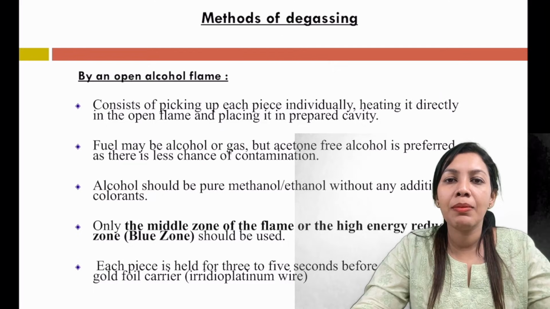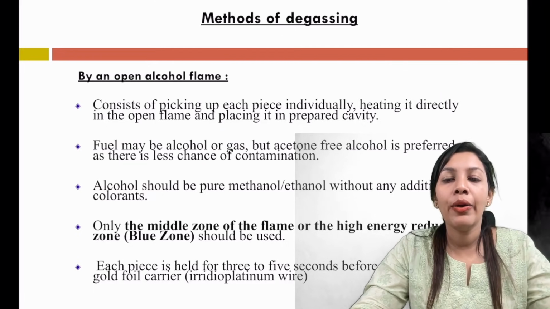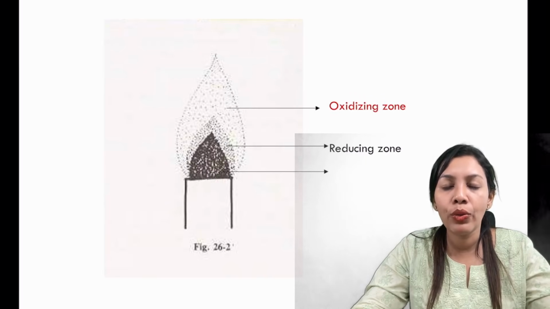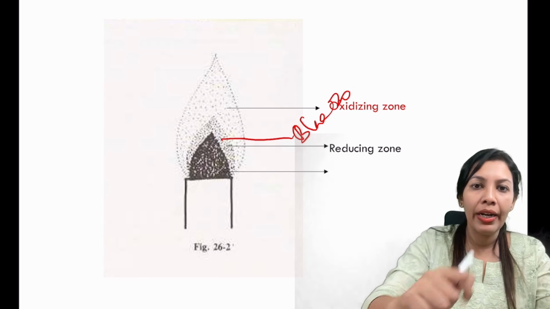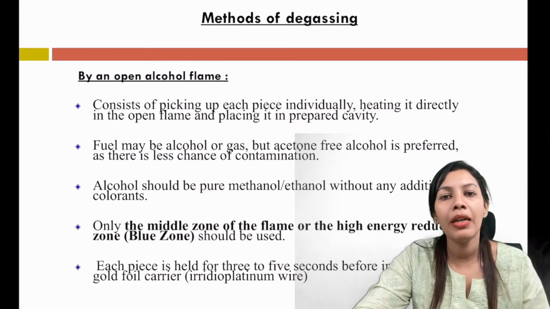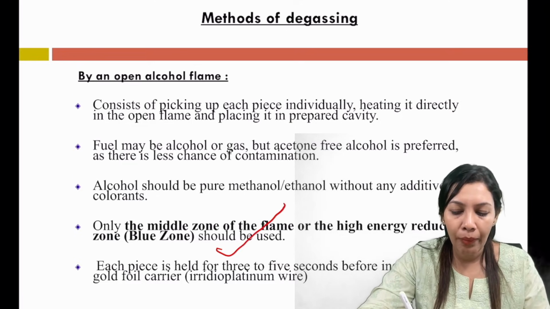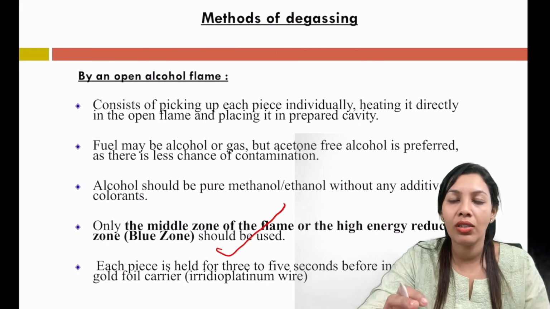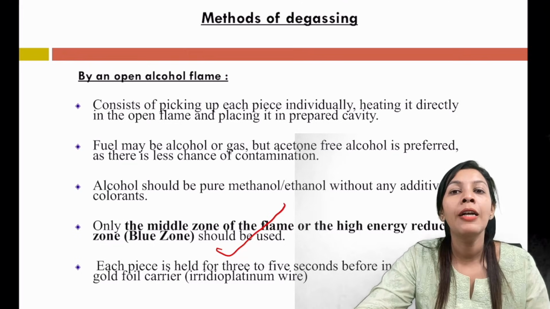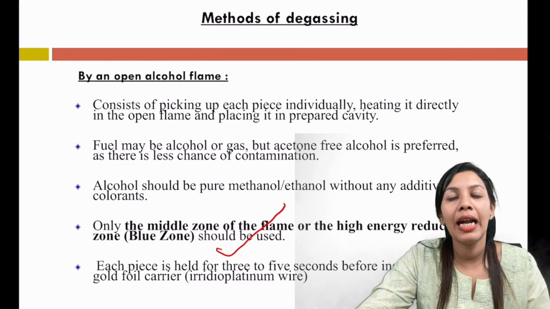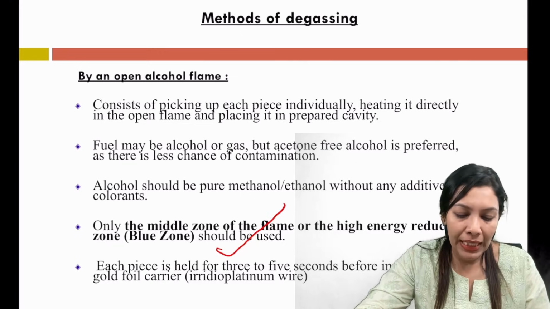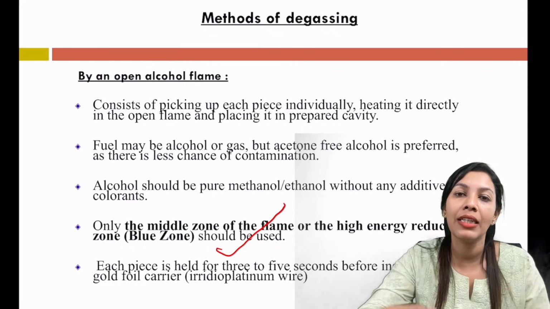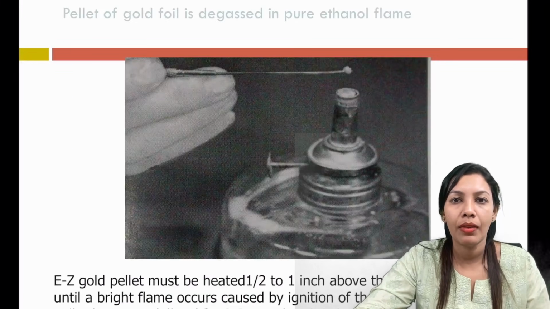So the piece by piece method is mainly done with the help of an alcohol flame. You can see this is the normal alcohol flame used, and in the middle zone, that is the blue zone, is where we will be placing the gold and heating it. You can see it is an open alcohol flame. Only the middle portion of the flame, the high energy zone, is called the reducing zone. The blue zone is actually used for heating purposes, and normally the fuel is either alcohol or acetone. Acetone-free alcohol is preferred. So each piece we will be holding for about 3 to 5 seconds in that flame. So this is the method. You'll be applying it for 3 to 5 seconds.